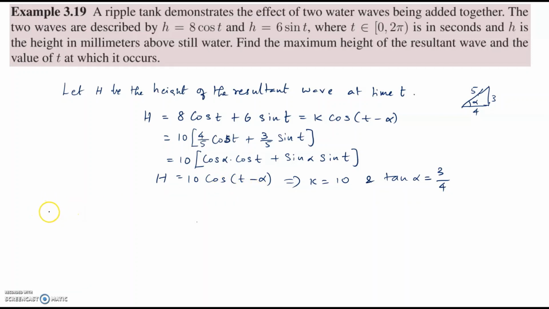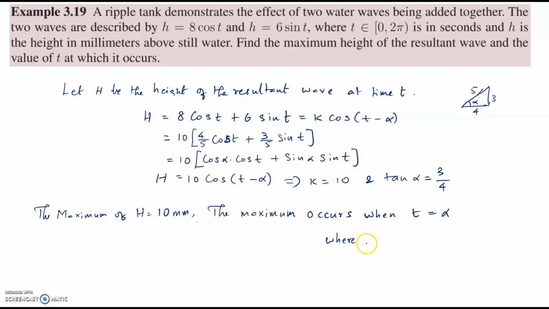Therefore, the maximum of h is equal to 10 into 1, which is 10, and the measurement is in millimeters, so it's 10 mm, and the maximum occurs when our t is equal to alpha, because when t is equal to alpha, this becomes 0 degrees, where our tan alpha is equal to 3/4.